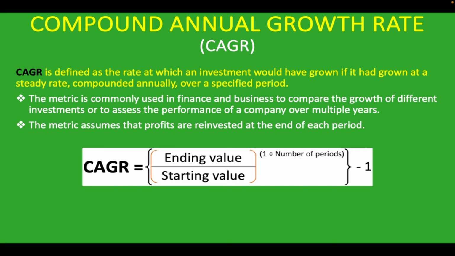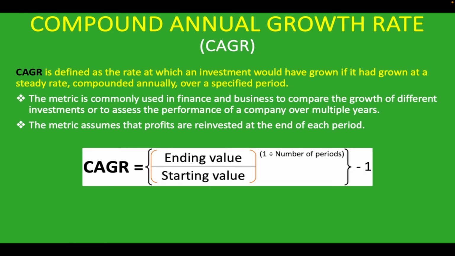So you want to pay attention to the brackets here. Remember, you can see the orange brackets, you start by calculating that ending value divided by starting value. And then once you have that answer, you raise it to the power of 1 divided by number of periods. Remember, it has to be in brackets. And then once you've got the answer for the whole thing, you just deduct 1 and you've got your CAGR.